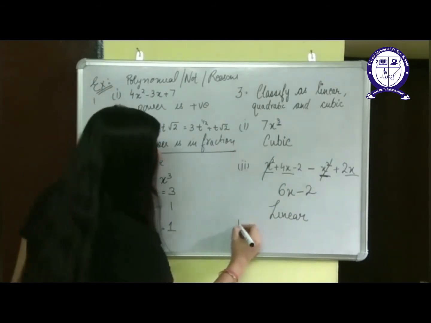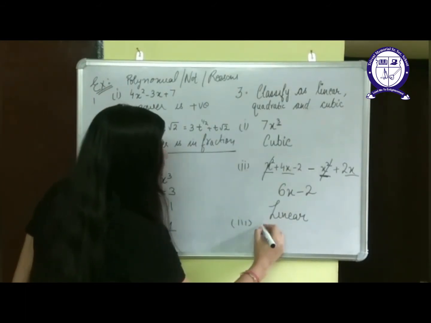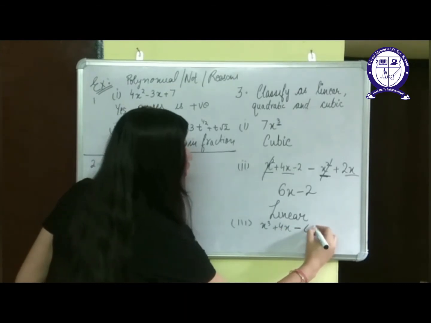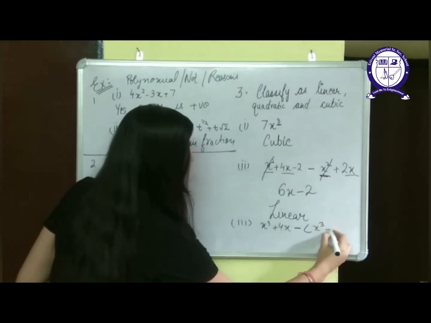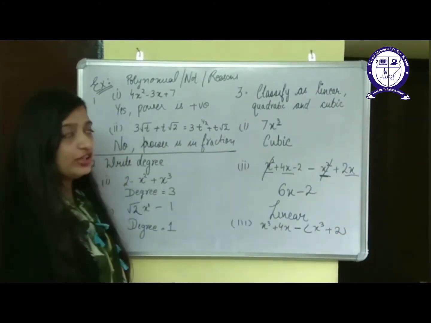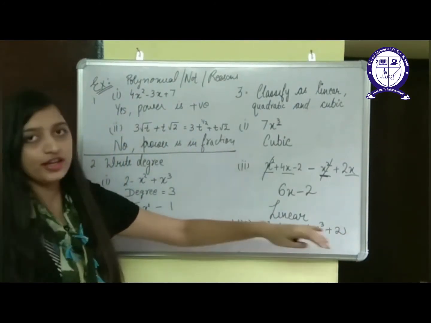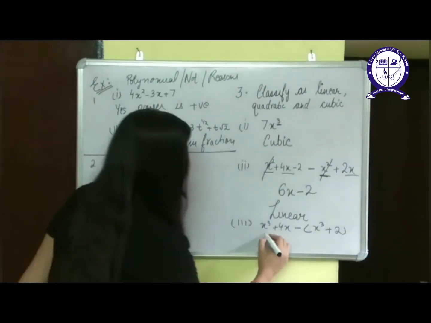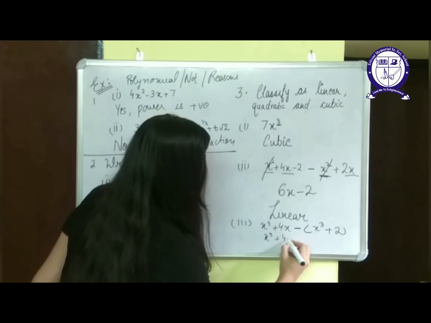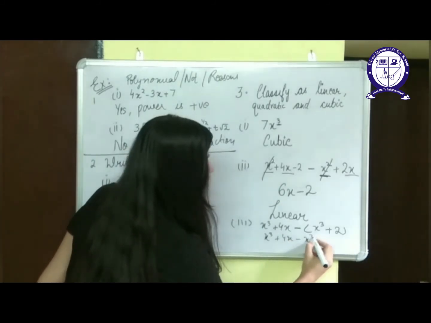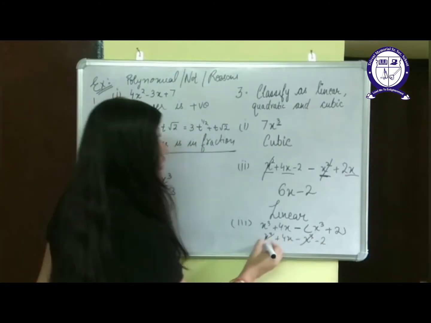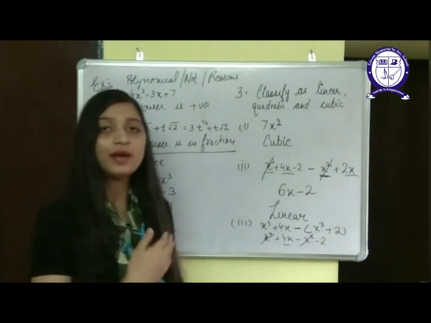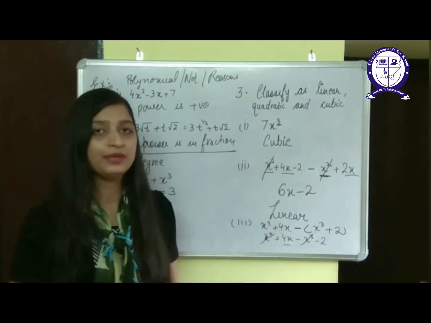For example, if I have another question like this, x cube plus 4x bracket, x cube plus 2. Now we need to tell whether it is linear, quadratic or cubic. First of all we will open this bracket. So it will be x cube plus 4x minus x cube minus 2. And this x cube will cancel out. Again, this is a linear polynomial. Similarly, for binomial, trinomial also we need to simplify it first.